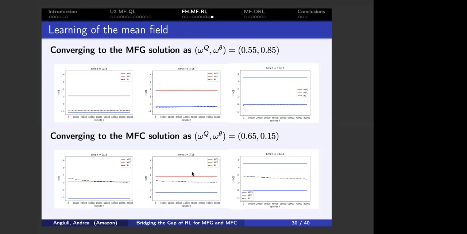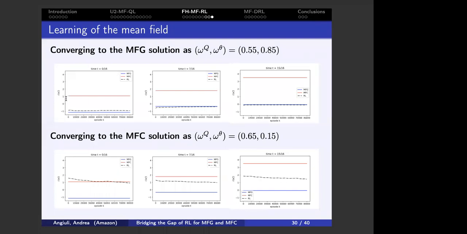Here we have the convergence for the estimation of the first moment of the law of the actions, and again, mean field game on top and mean field control on the bottom, different time points from left to right. In particular, we have on the x-axis the episodes, the learning episode k, and on the y-axis the estimate of the first moment at episode k. So you can see the blue line is the value of the theoretical solution of the mean field game, and the red line is the value of the solution of the mean field control problem, which is changing across time.